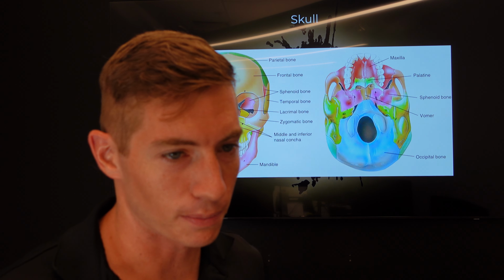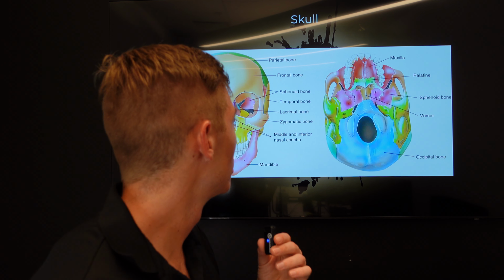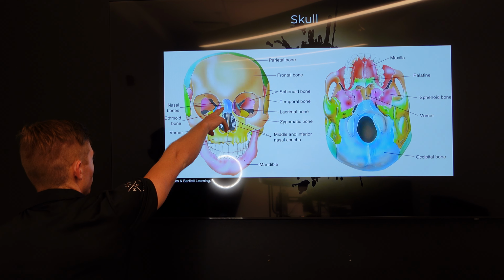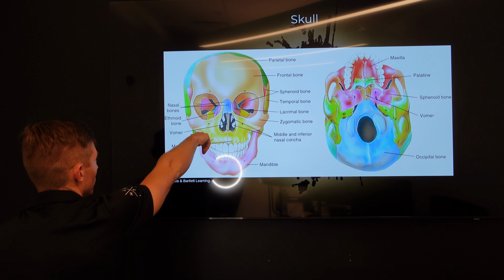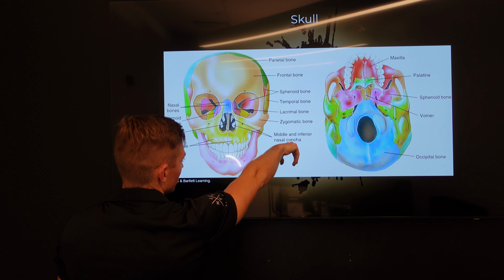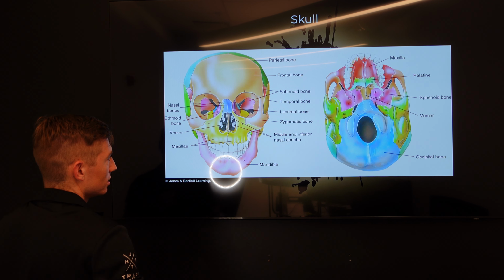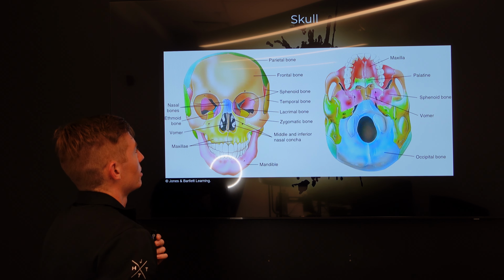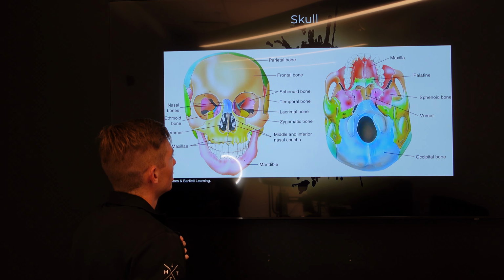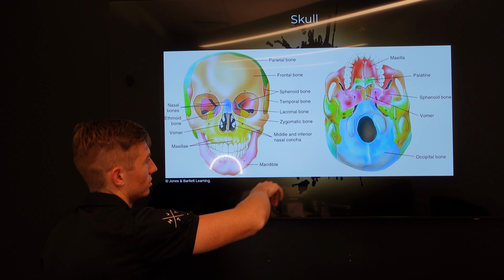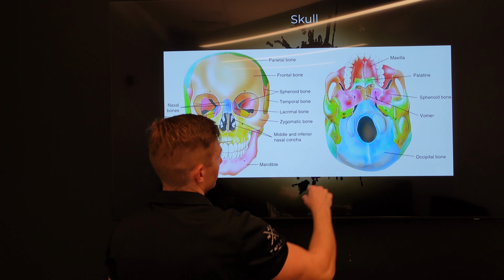Okay, this figure shows components of the skull. Okay, so nasal bones, ethmoid bones, vomer, maxilla, mandible, middle inferior nasal concha, zygomatic bone, lacrimal bone, temporal bone, sphenoid bone, frontal, and then maxilla, palatine, sphenoid, vomer, occipital. And this is your foramen magnum.